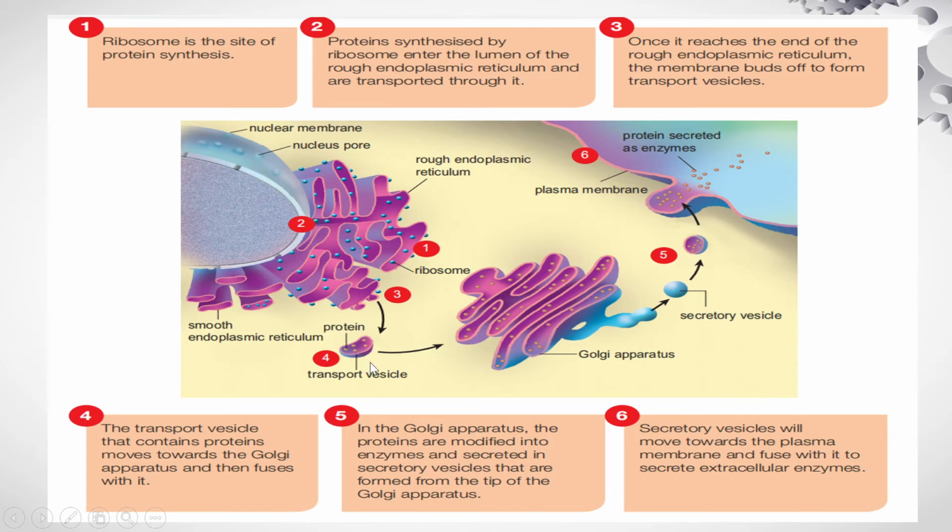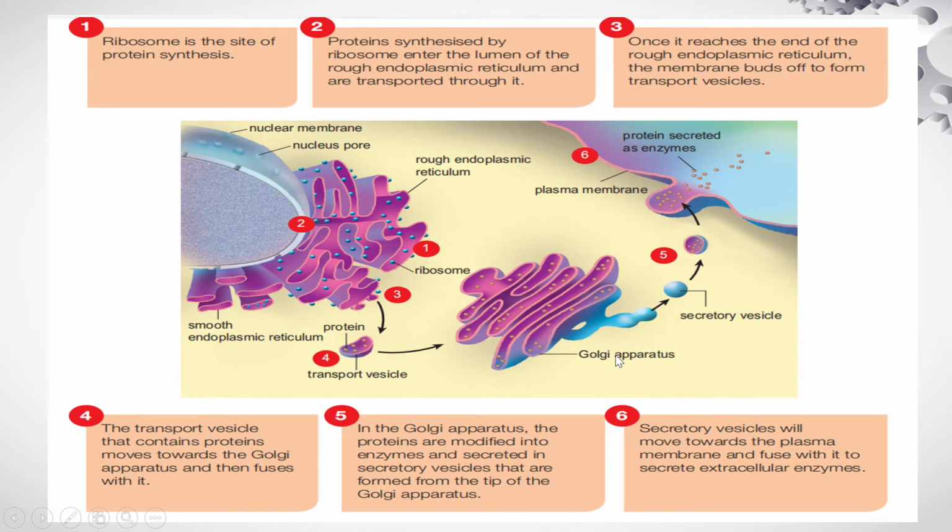Number 4 over here, the vesicle contains protein that moves towards the Golgi apparatus and then fuses with it. So next, it is heading to this Golgi apparatus. It is going to fuse with it, and next, what will happen is that, now you see here, in the Golgi apparatus, these proteins are being modified.